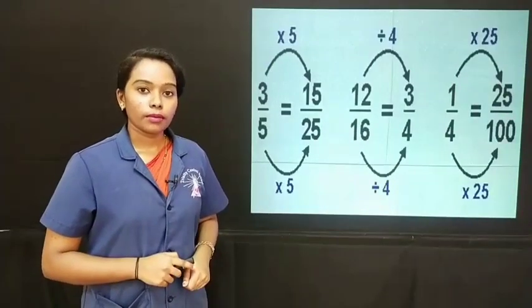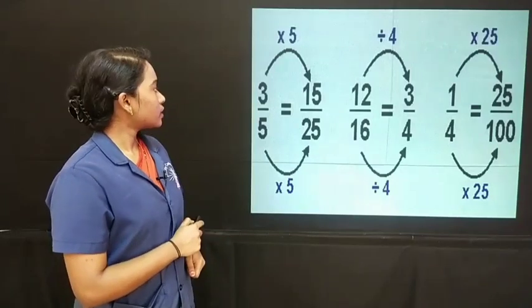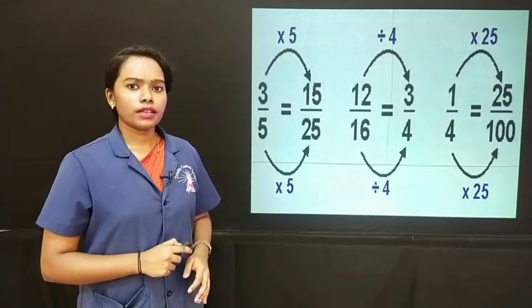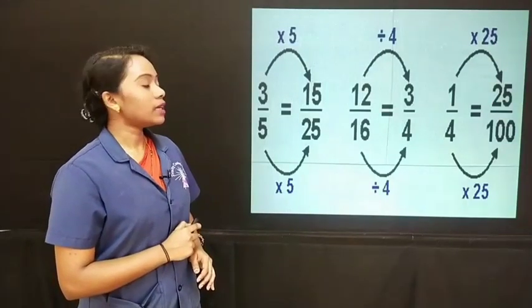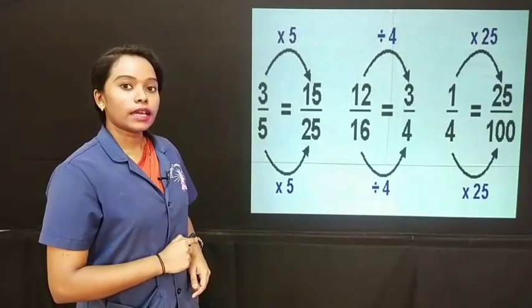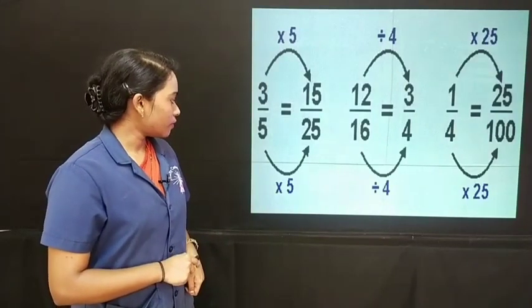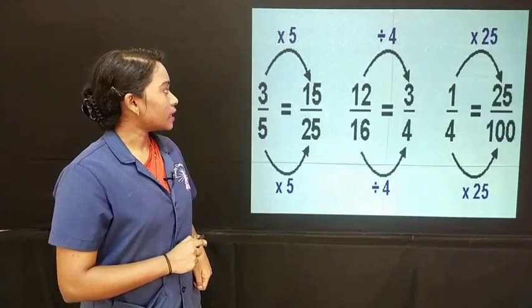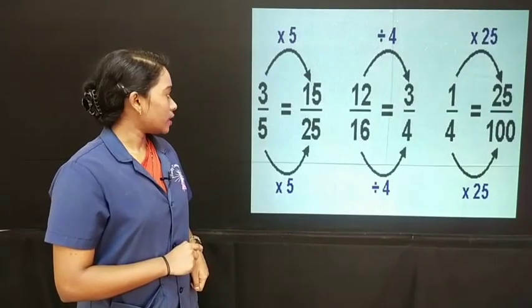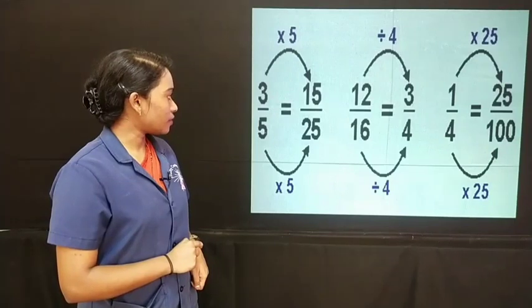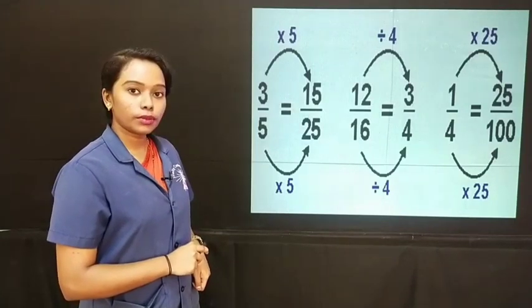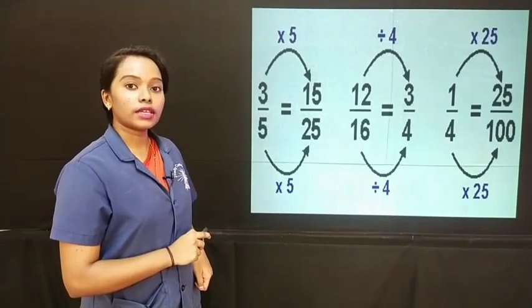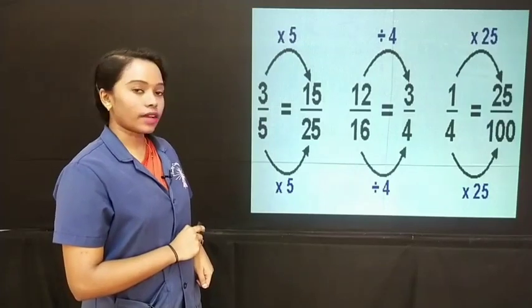Let's solve some more problems. Say here, we have 3 by 5 and we have to find its equivalent fraction. Choose a number. I am taking here 5 and multiply that to the numerator 3 as well as the denominator 5. Then 3 into 5, we get 15. If I multiply this 5 to this 5, we will get 25. Therefore, 15 by 25 is the equivalent fraction of 3 by 5.